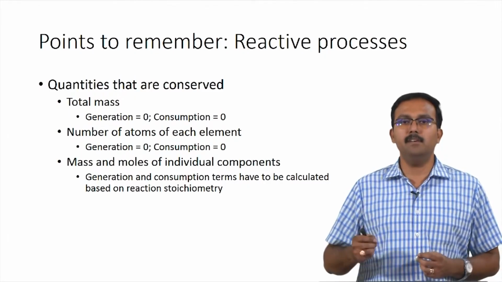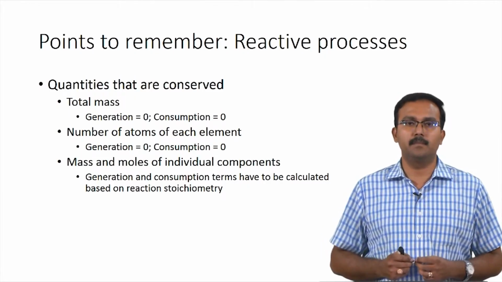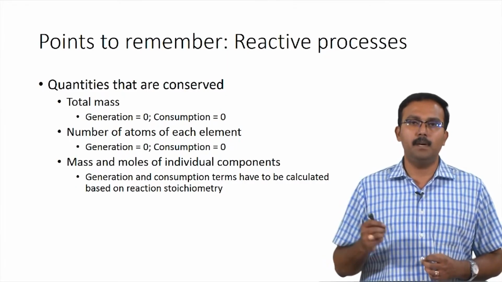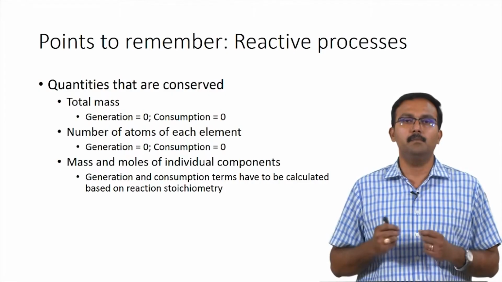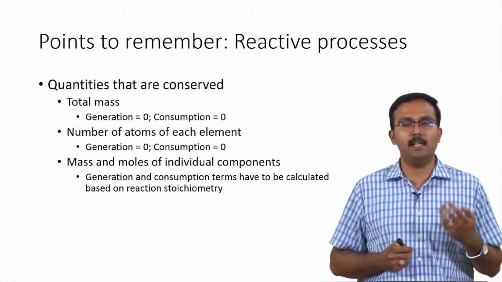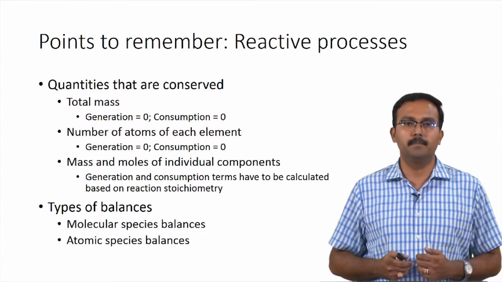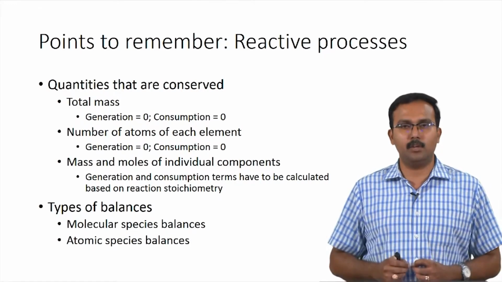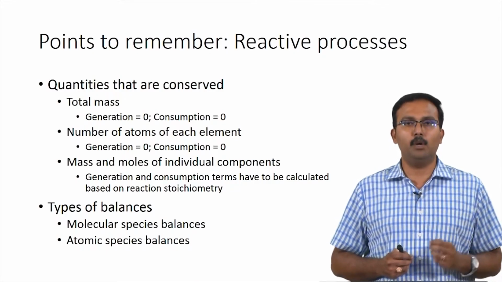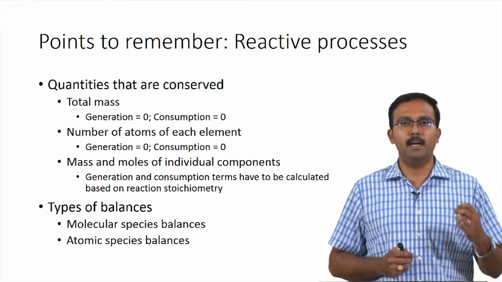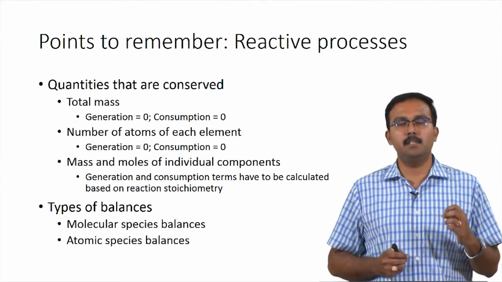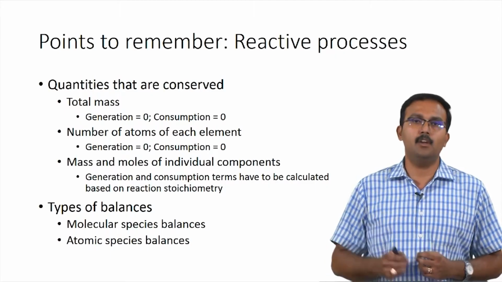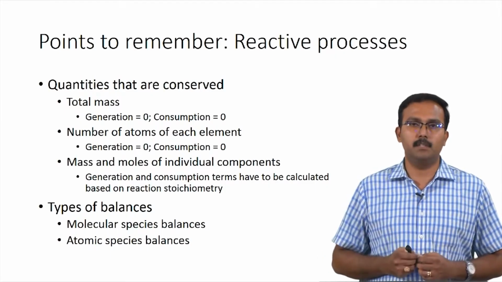Mass and moles of individual components are also conserved. Generation and consumption terms have to be calculated for these particular component balances using the stoichiometry or other information that is available in the problem. So, basically you can write either molecular species balances or atomic species balances, and amongst molecular species balances you would have generation and consumption terms for the reactive species, and atomic species balances will not have generation or consumption terms.